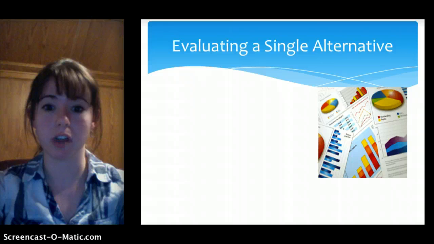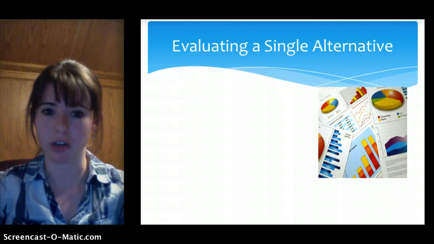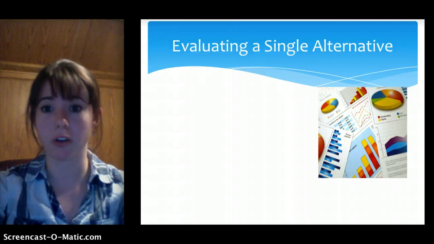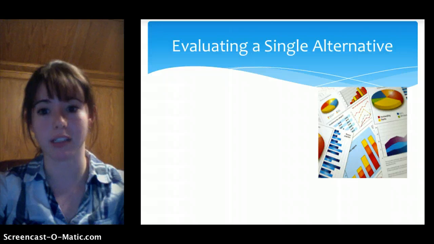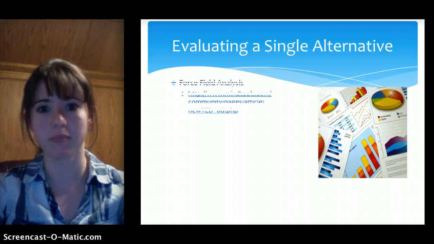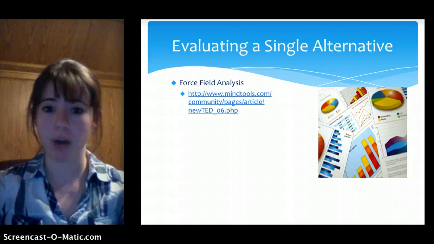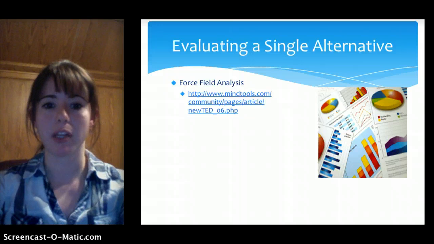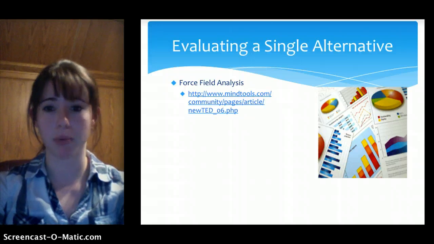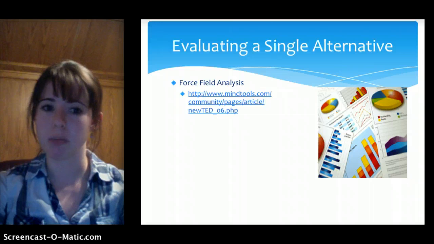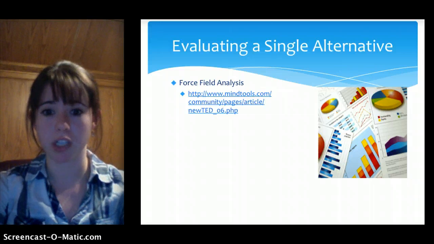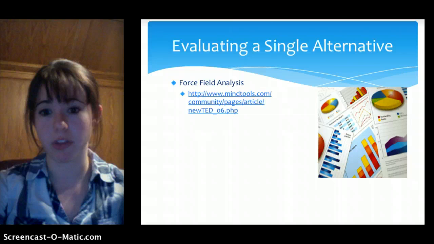The following tools are useful for evaluating a single alternative, which you can then repeat for all the alternatives you may have come up with when analyzing a decision. Force field analysis is a practical tool that helps a team evaluate the forces for and against a proposed change. The result is the ability to better manipulate a proposed change and know whether or not to proceed with the decision.